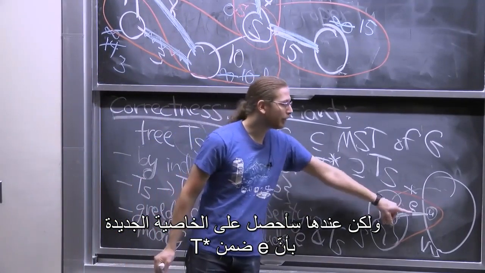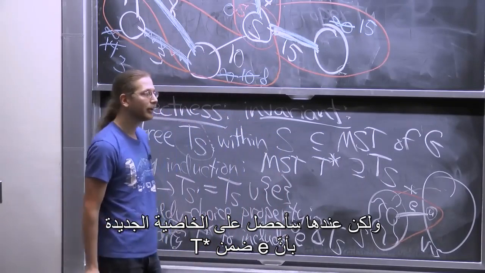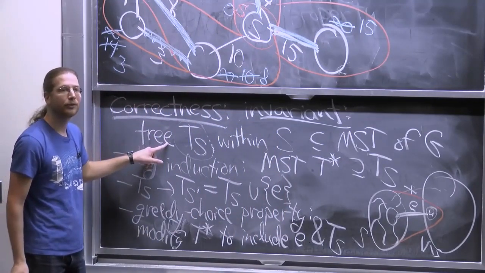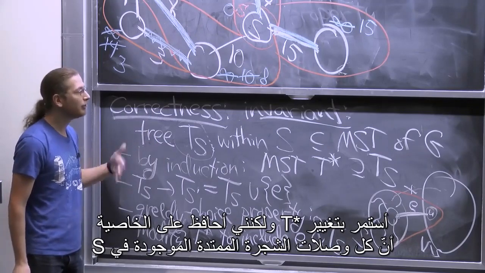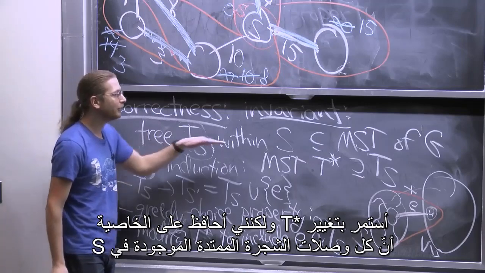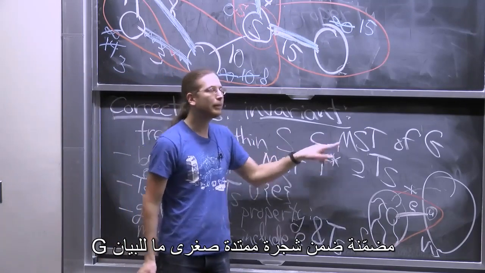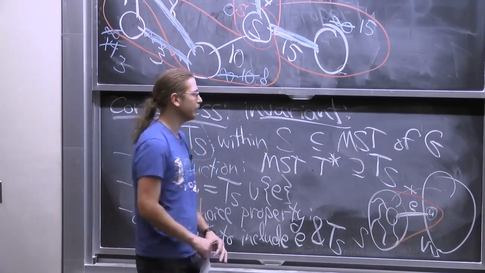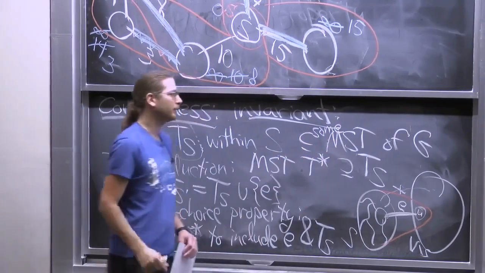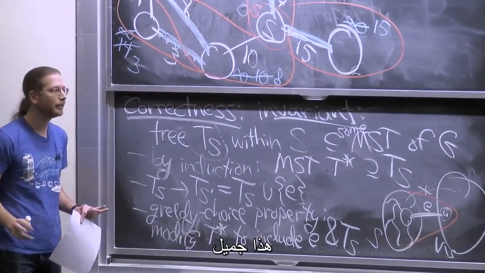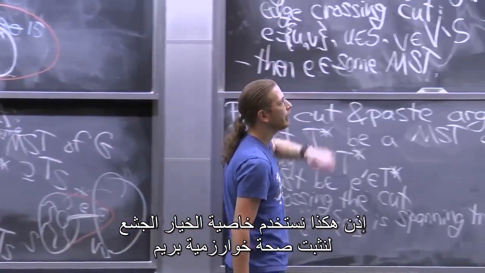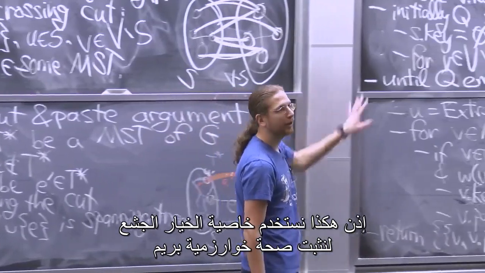But then I get the new property that E is inside T star. And so I prove this invariant holds. Okay, I keep changing T star, but I always preserve the property that all of the spanning tree edges that are inside S are contained in some minimum spanning tree of G. I'll add in some for emphasis. Cool? So that's how we use the greedy choice property to get correctness of Prim's algorithm.